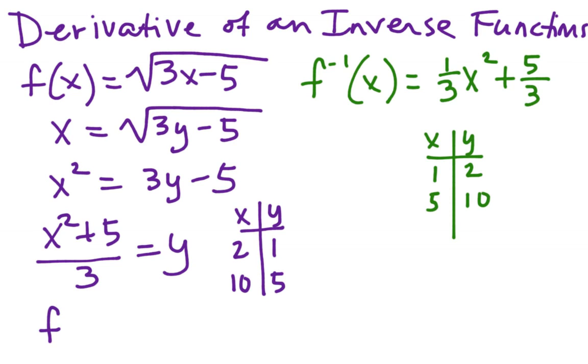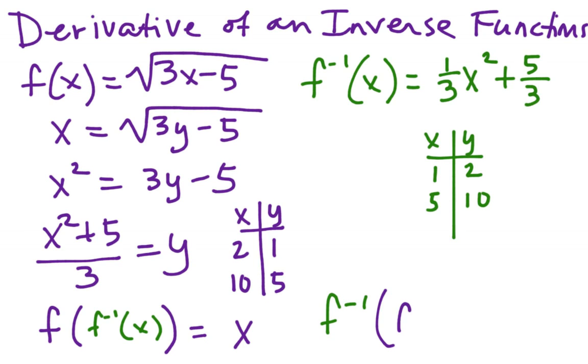The actual verification, as you know, is the composite of the two. So it's f of inverse f of x, and I get x. Then I look the other way around. Inverse f of x equals x. So that's your analytical verification.